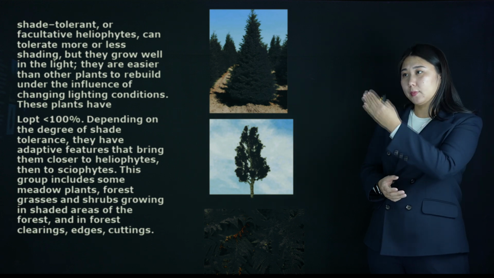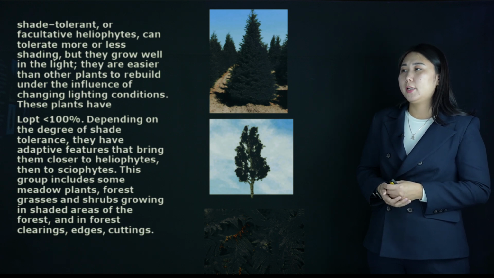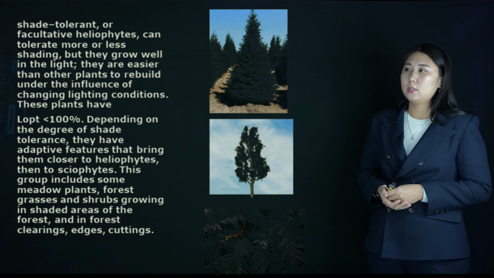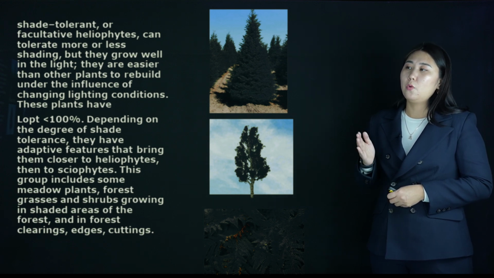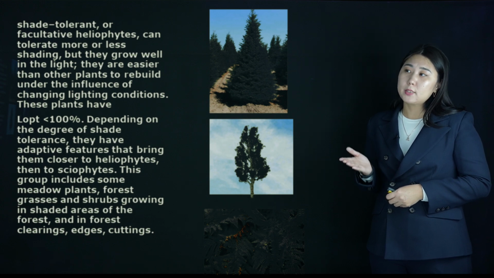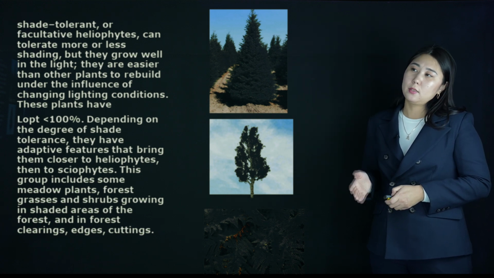Depending on the degree of shade tolerance, these plants have adaptive features that bring them closer to heliophytes than to sciophytes. This group includes some meadow plants, forest grasses, trees, clearings, edges, and other plant types.